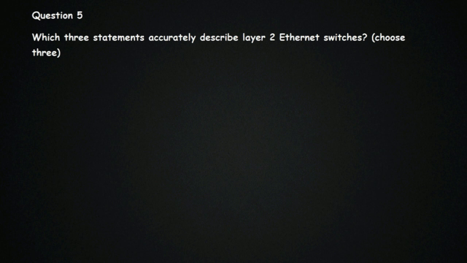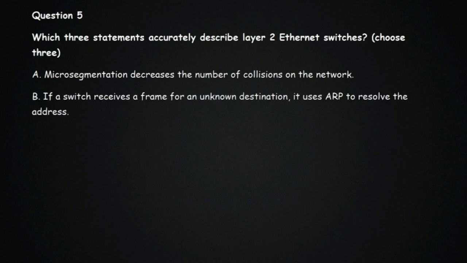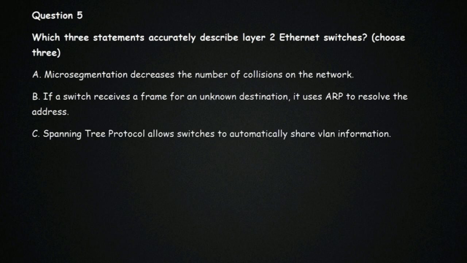Question 5. Which three statements accurately describe Layer 2 Ethernet switches? Choose 3. A. Microsegmentation decreases the number of collisions on the network. B. If a switch receives a frame for an unknown destination, it uses ARP to resolve the address. C. Spanning tree protocol allows switches to automatically share VLAN information.